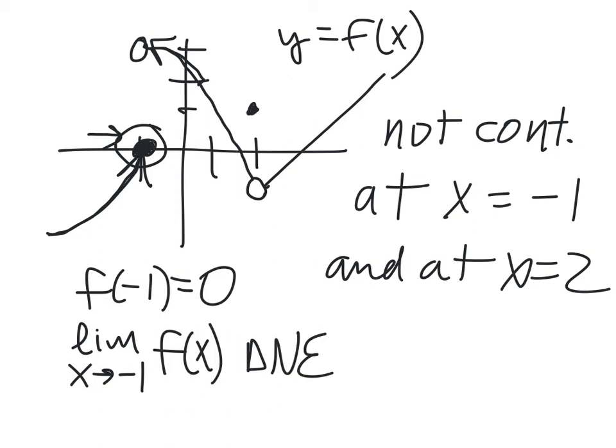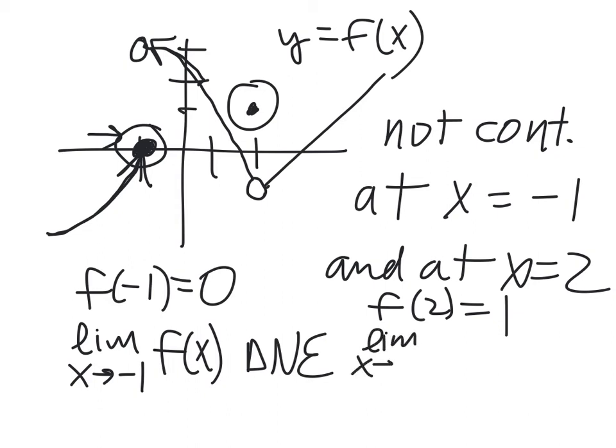Well, what about at x equals 2? Once again, we could say f of 2 exists. This time it's going to be equal to 1. What about the limit? Well, that limit is going to equal -1. From the left side and from the right side, we're approaching the same value. But why would it be discontinuous? These values are not the same. The limit has to equal the function value to make it continuous.